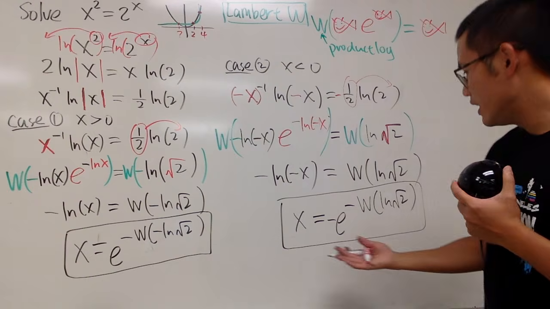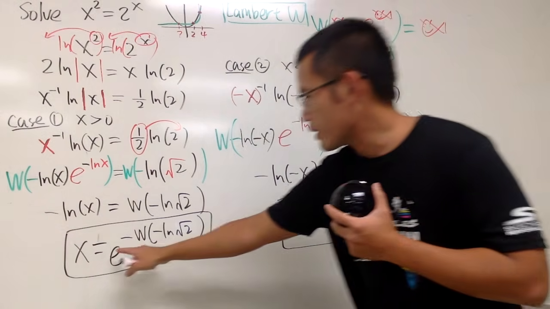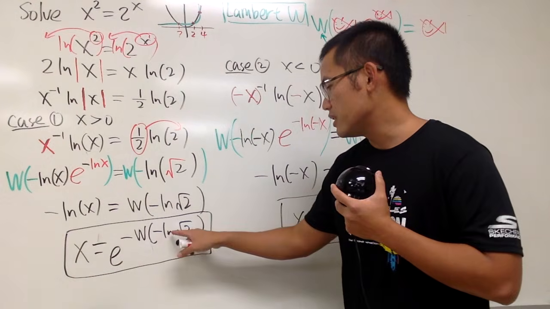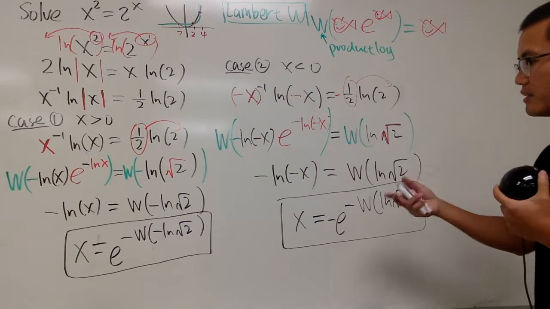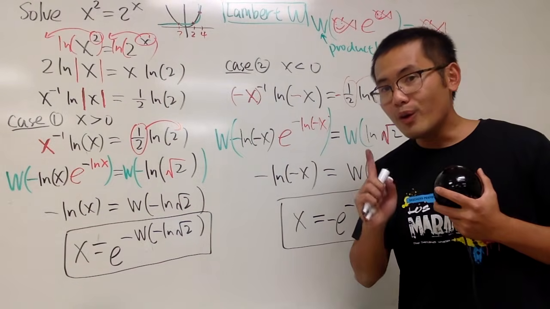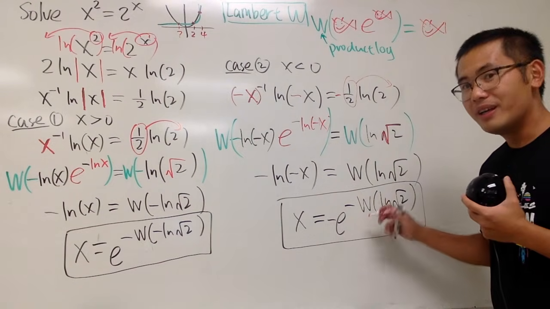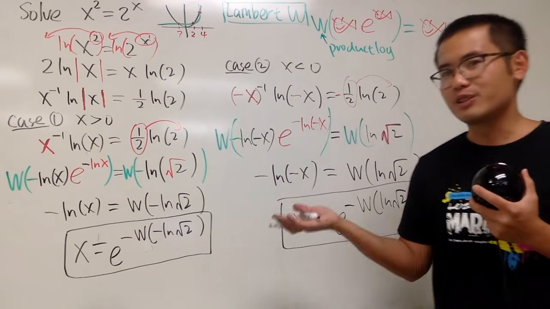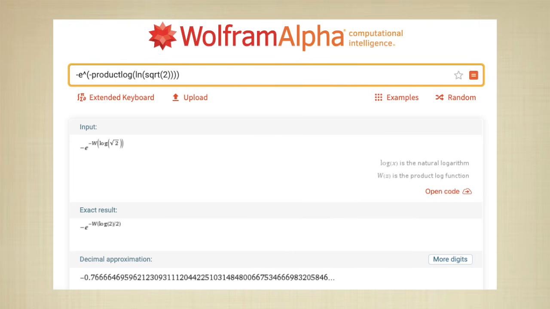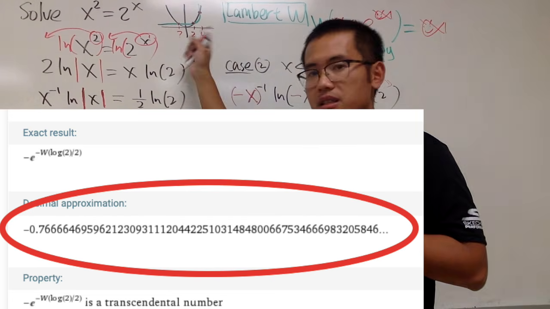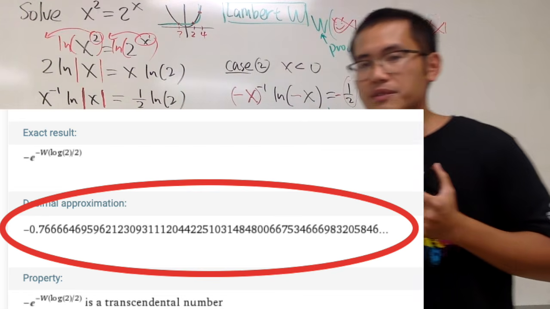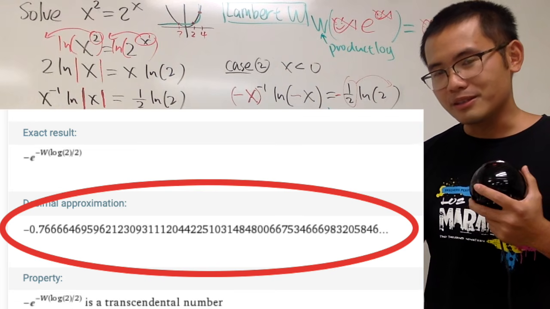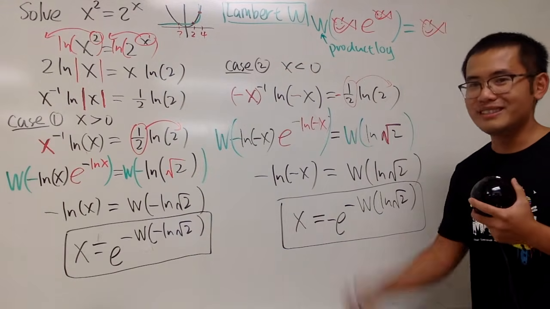So notice they are very similar. This right here is positive e something, and then this is negative e and then something, and this right here is negative ln of something. This is the positive ln of the same thing, right? Well, this right here is the one that's going to give you the negative solution. So have a look right here on the screen. You get the negative answer as negative 0.7666646, and so on. Most likely it's irrational, okay?